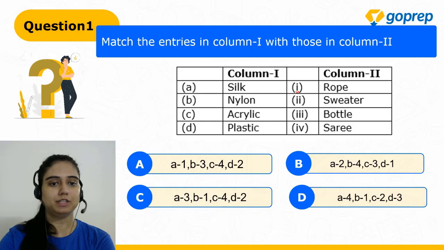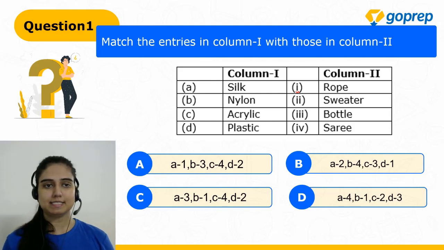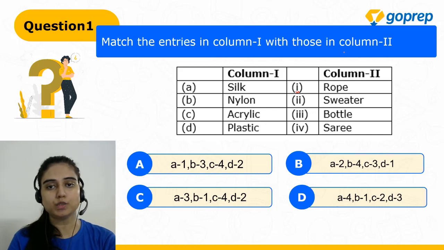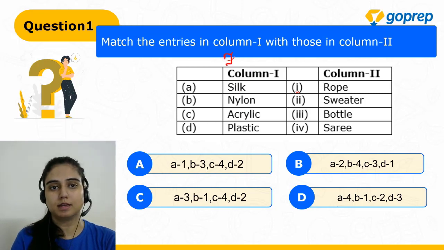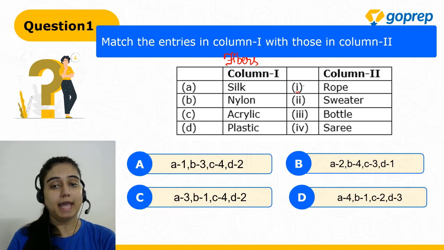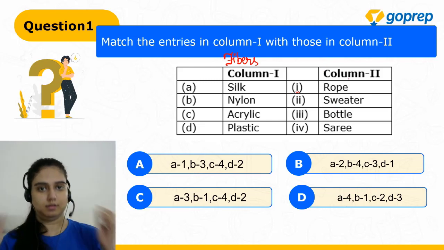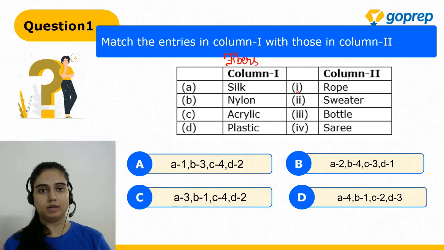So let's get started with the very first question, that is, we have to match the entries in column 1 with those in column 2. So yes, we have some fibers in column 1 and these are their applications. So we have to match the entries. Which fiber is used for what purpose?